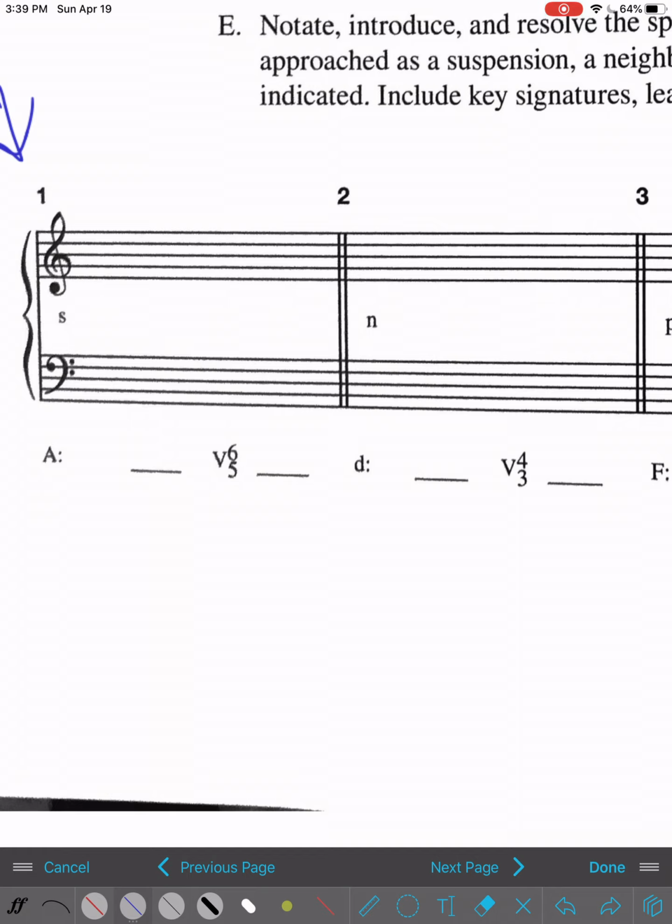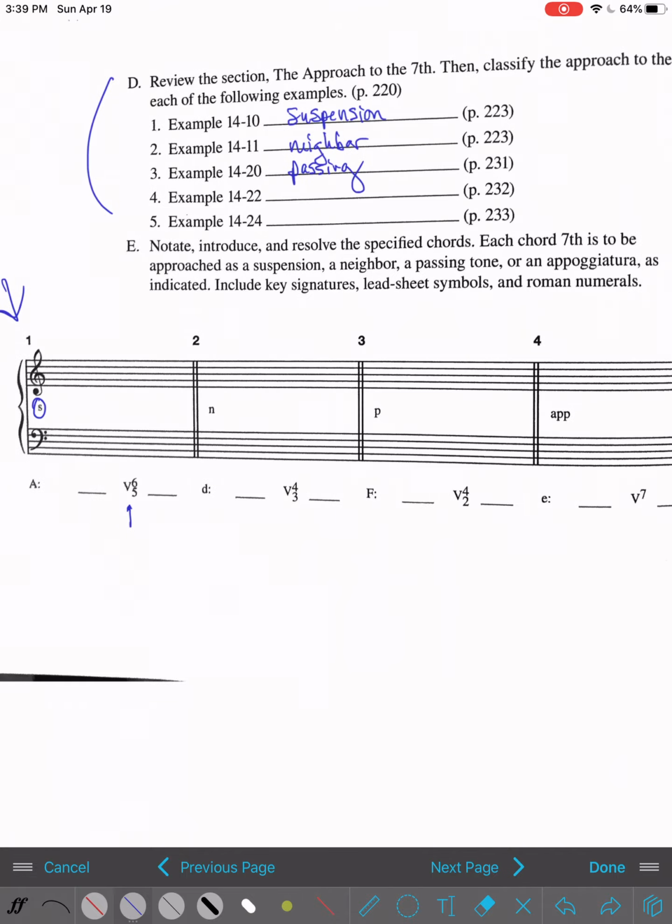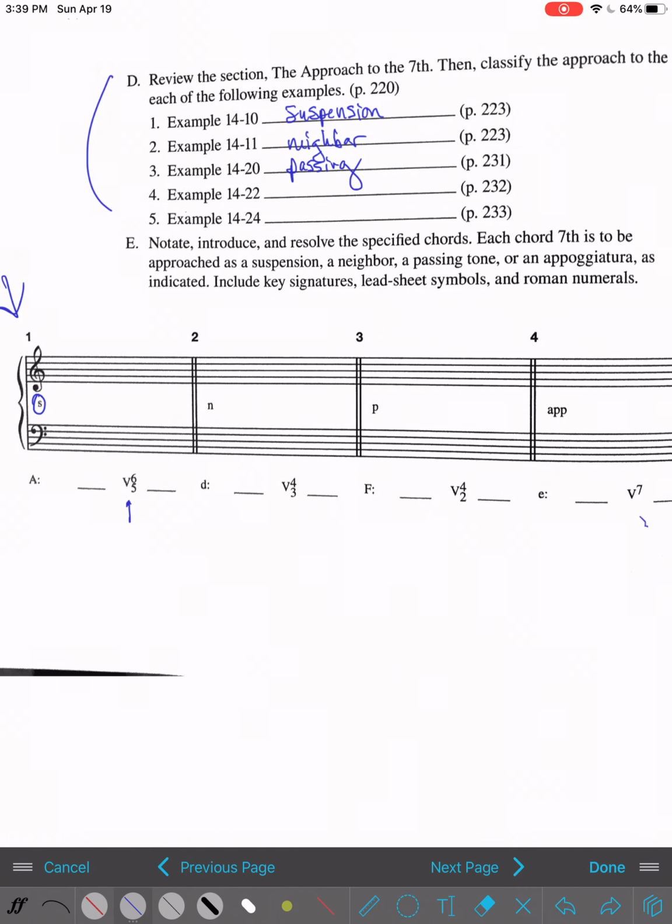All right, so first of all, we've got to figure out a way that we can get the seventh in some voice. Okay, so it's a 6/5, so we're kind of strict on what we can do here. Okay, so let's read the directions and make sure we're good here. It says, notate, introduce, and resolve the specified chords. Each chord seventh is to be approached as a suspension, a neighbor, a passing tone, or an appoggiatura, as indicated. Include key signatures, lead sheet symbols, and Roman numerals. And again, we want to follow our directions here, okay?